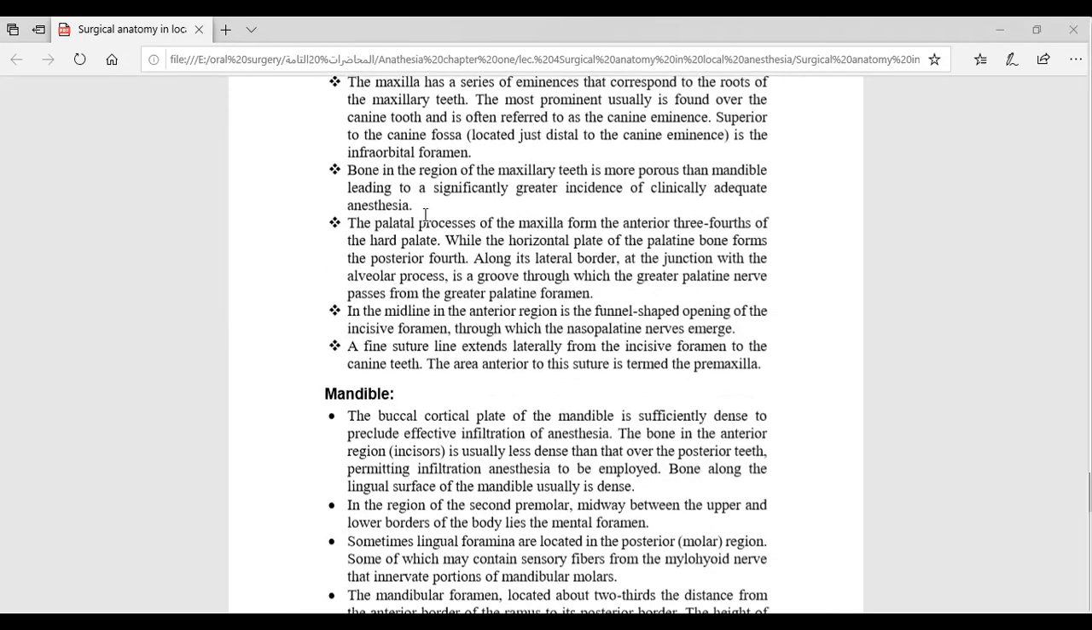The palatal process of the maxilla, the third point, is the palatal process of the maxilla forms the anterior 3/4 of the hard palate, while the horizontal plate of the palatine bone forms the posterior fourth of the hard palate.